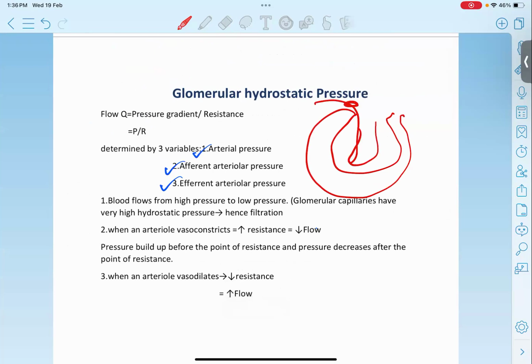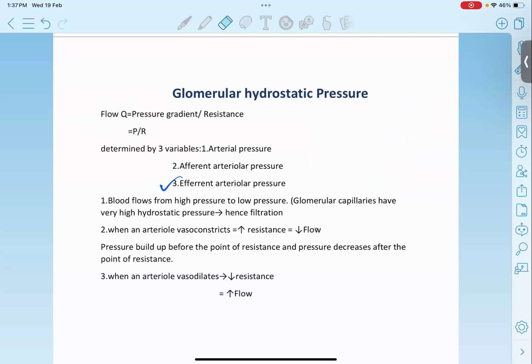If there is an efferent arteriolar obstruction, then what would happen? Pressure will build up before the point of resistance, like up to here. Suppose this is the efferent arteriole and the obstruction is here. So pressure will build up before the point of obstruction. Before the point of obstruction, all of this capillary network will have a pressure buildup. And increased pressure means increased flow. So before the point of resistance, pressure will increase. But after the point of resistance, like up to this portion, pressure will decrease.